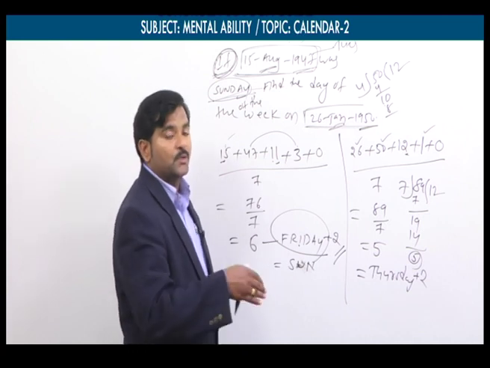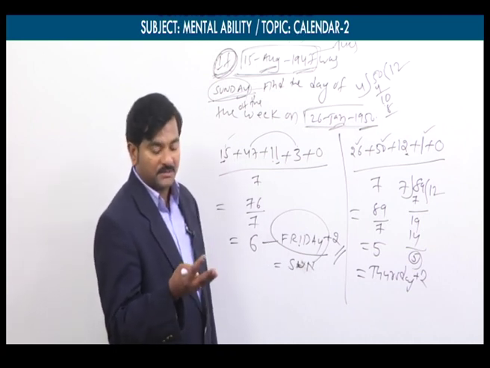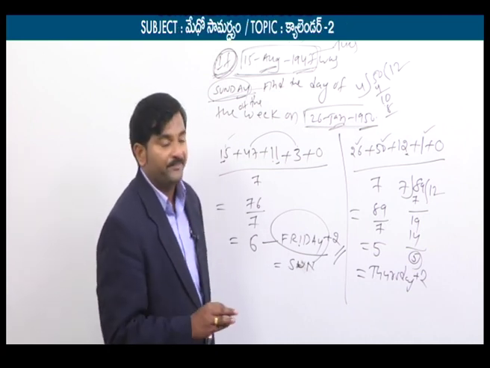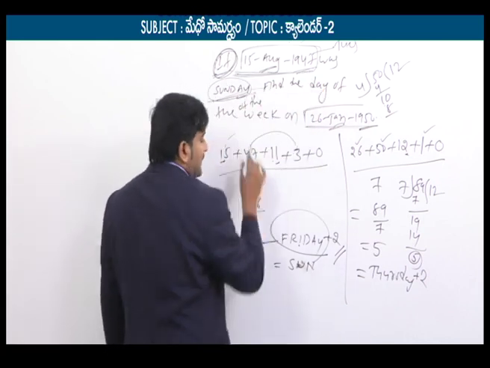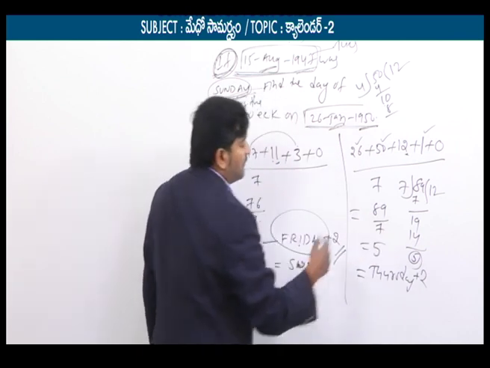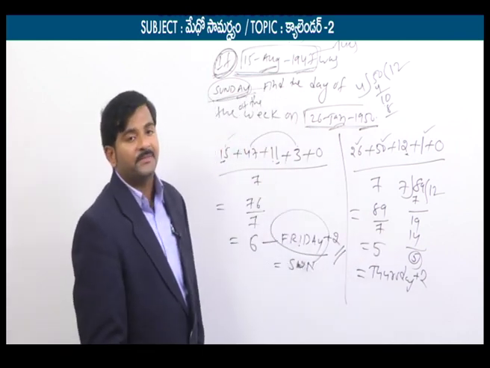Adding plus 2 to Thursday, so Friday, Saturday. Therefore, if in case this day was Sunday, then what will you get here? Saturday you will get. That is the procedure.